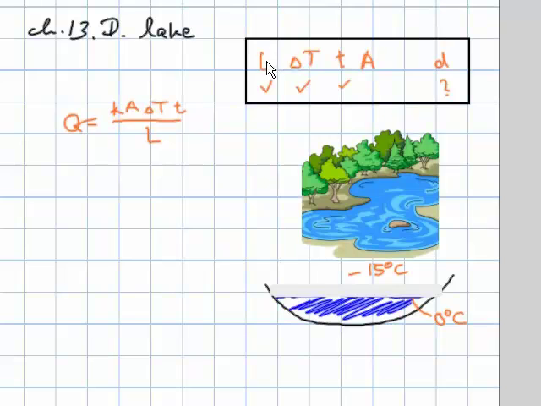So what I wrote here is that the L is given in the problem as 0.3 meters. The temperature difference from the top of the ice to the bottom of the ice is 15 Celsius degrees. The time T is given as 5 minutes, which will be 300 seconds. And then we're supposed to figure out by how much the ice thickens.